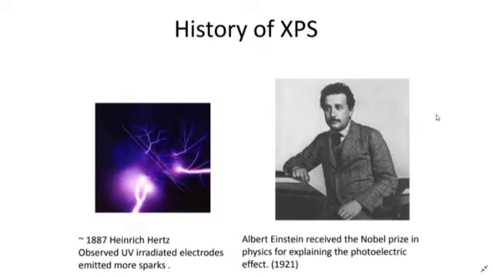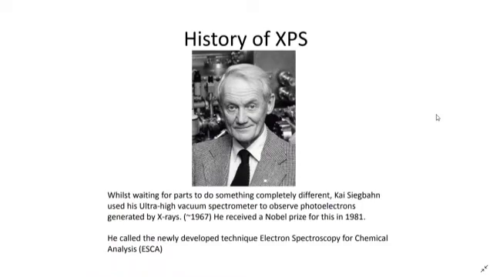The history of XPS: in 1887, Heinrich Hertz observed UV-irradiated electrodes emitting more sparks, and Albert Einstein received the Nobel Prize in Physics for explaining the photoelectric effect. The photoelectric effect is the basic principle of XPS technique. Later, Kai Siegbahn used his ultra-high vacuum spectrometer to observe photoelectrons generated by X-rays. He received a Nobel Prize for this in 1981. He called the newly developed technique electron spectroscopy for chemical analysis, which stands for ESCA.